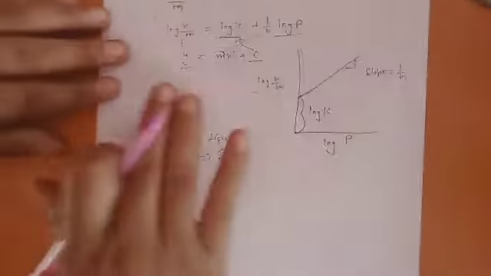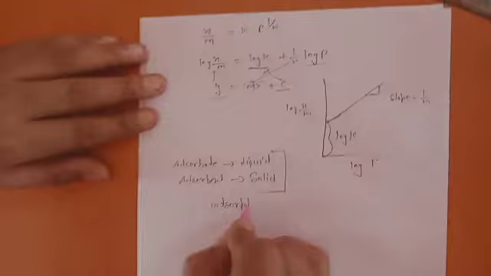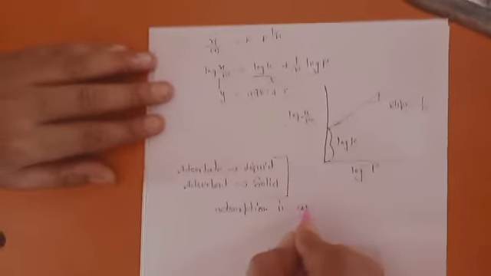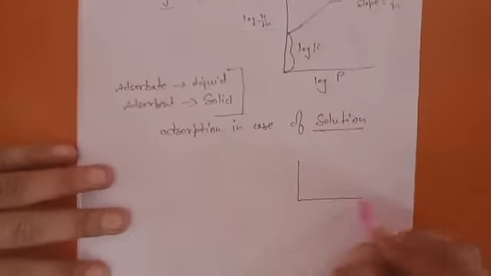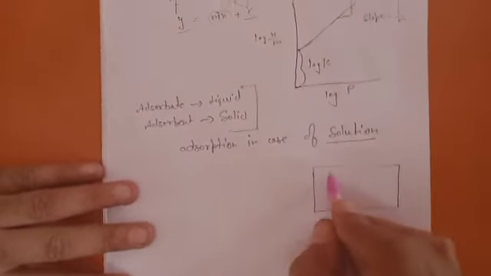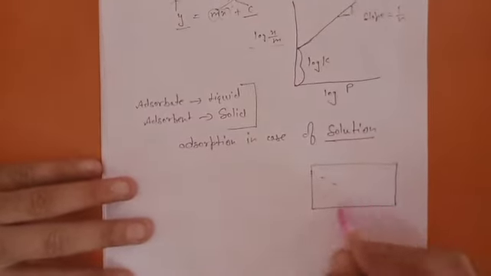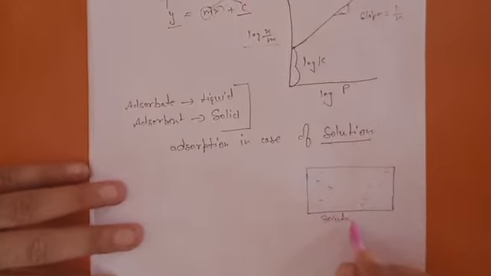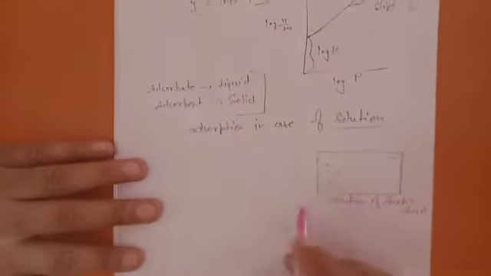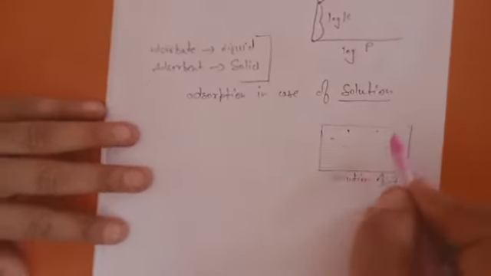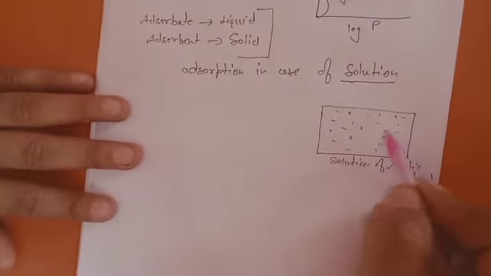In the previous case we plotted the adsorbate as a gaseous state. This is termed adsorption in case of solution. Adsorption actually occurs in case of solution as well. For example, suppose this is a beaker in which we have taken a solution of acetic acid. Suppose these particles are of acetic acid suspended throughout.